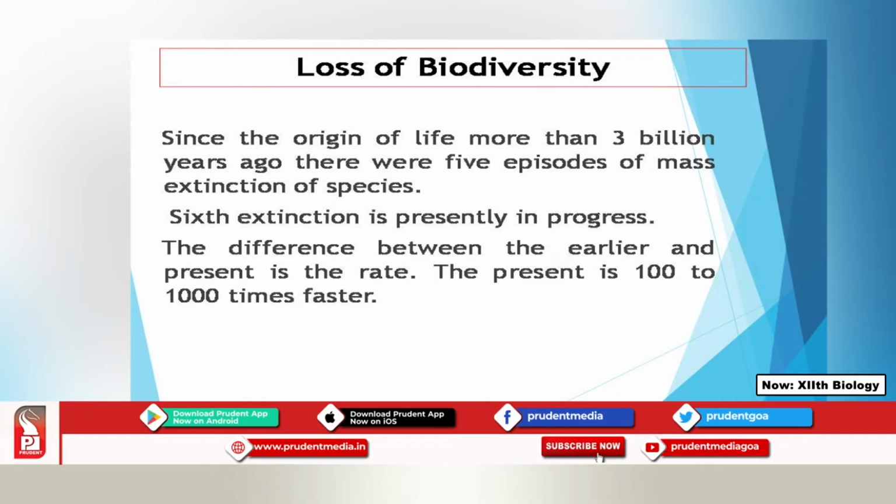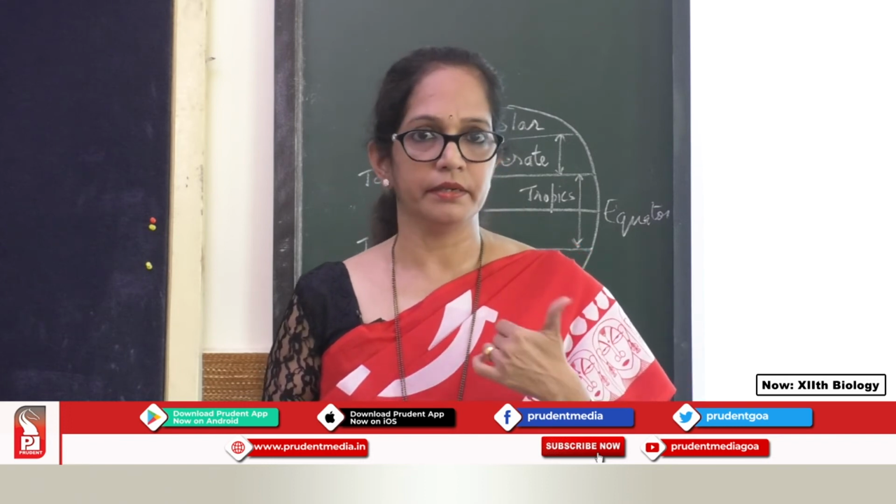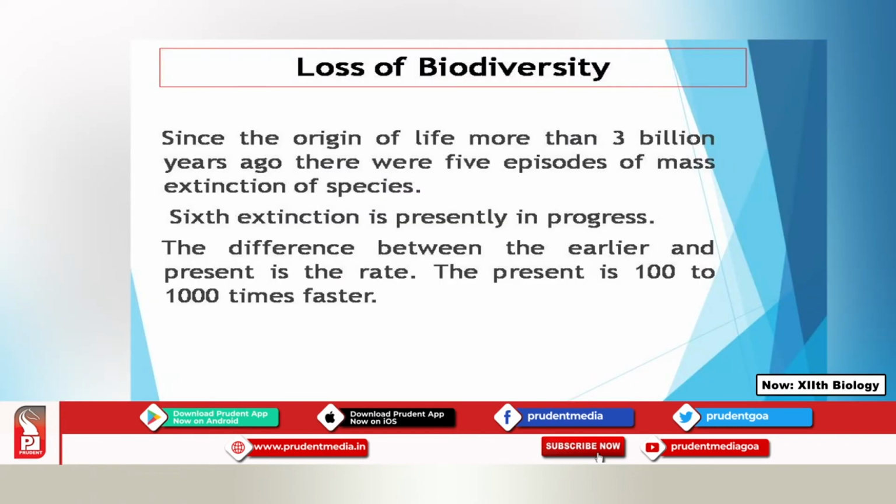Sixth means, now slowly our organisms, our species, are disappearing. Earlier what had happened was natural. Even in the Cretaceous period, we have seen that the dinosaurs were completely washed off. So, that is one of the extinctions.